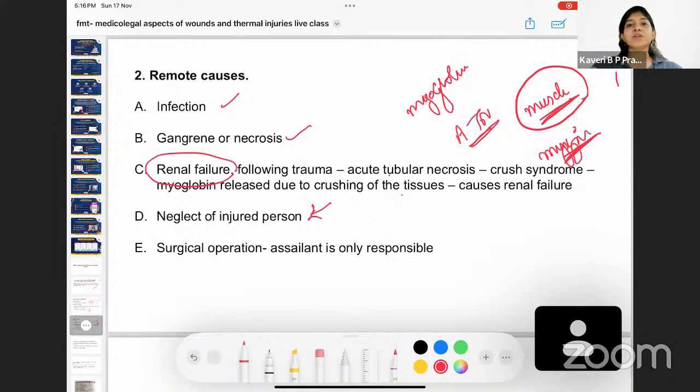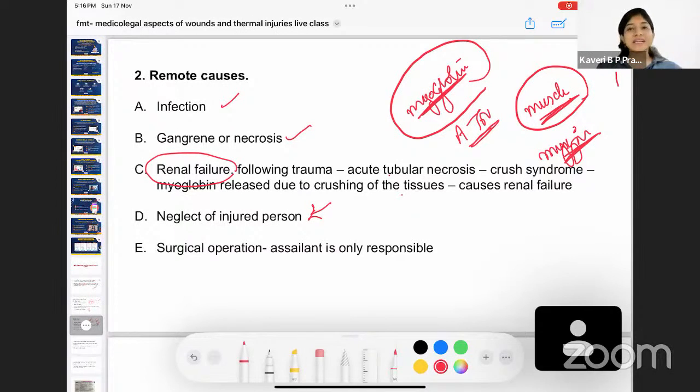So whenever there is breakdown of myoglobin, it is going to go to the kidney, and it is going to block all the tubules in the kidney, causing acute tubular necrosis. So when there is acute tubular necrosis, in other words ATN, it is going to hamper the function of the kidney, causing renal failure. So this could also be a remote cause of death after wound.